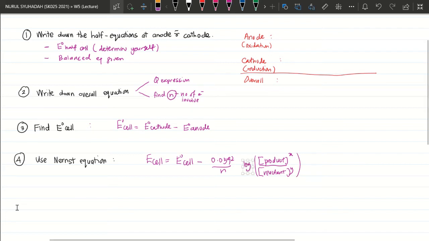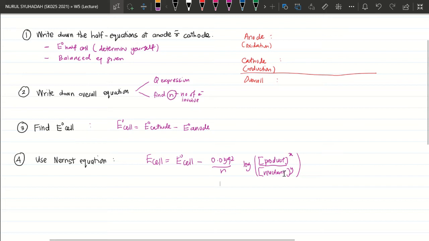Okay, so the question can ask you to find E cell. If you want to find E cell, you need to have the value of E naught cell and you need to have the value of the concentration. At the same time, in a different question, it can also ask you to find the concentration of the reactant or the concentration of the product. At that moment, the value of E cell is already given. But you will still use the same Nernst equation.